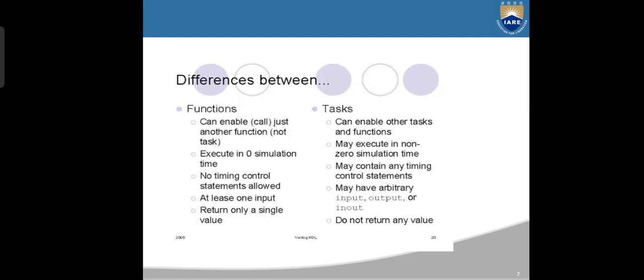Here we can see briefly the difference between functions and tasks. The first point is functions can enable just another function, that is, they can call another function but not a task. But tasks can enable other tasks and functions. Functions execute in zero simulation time, but a task may execute in non-zero simulation time.